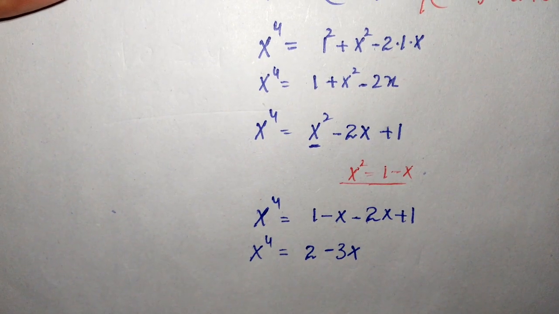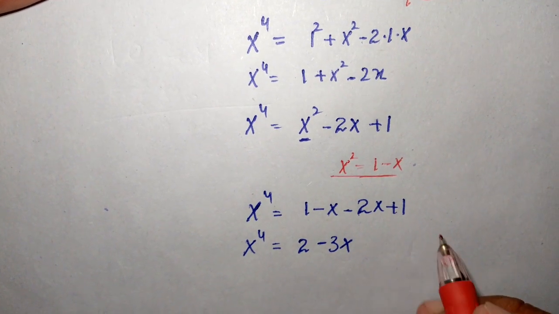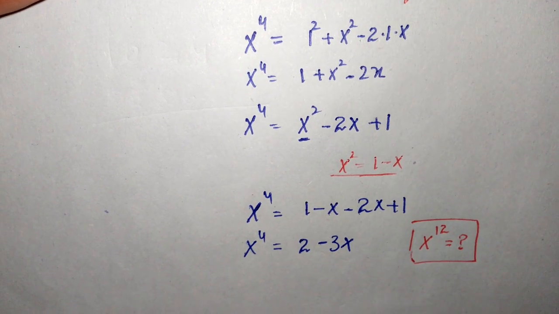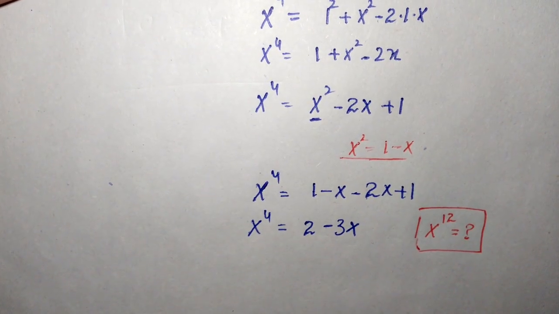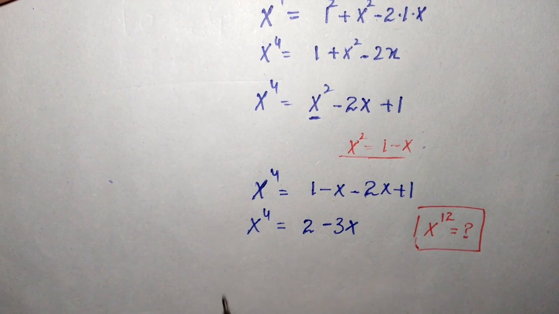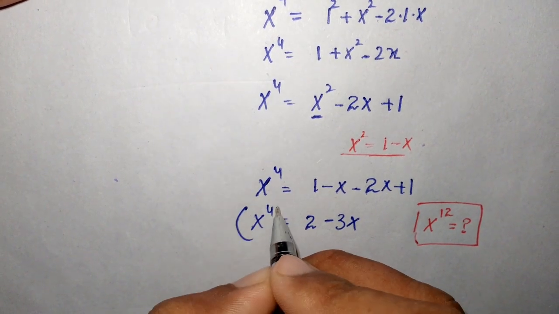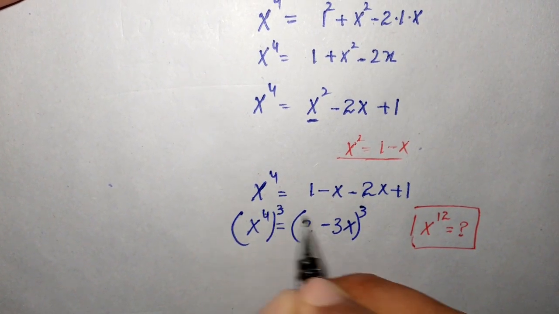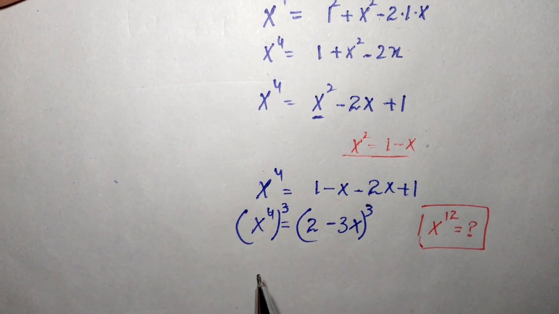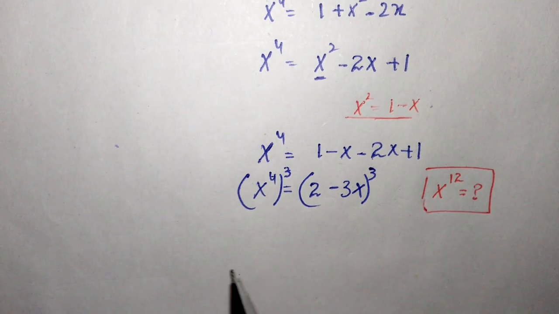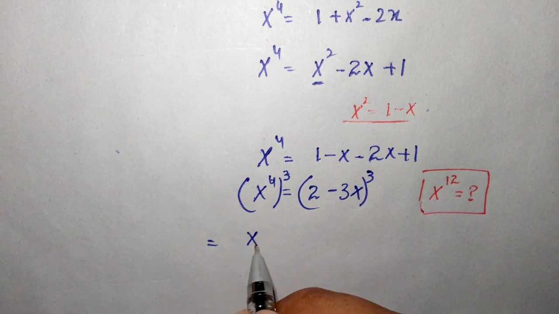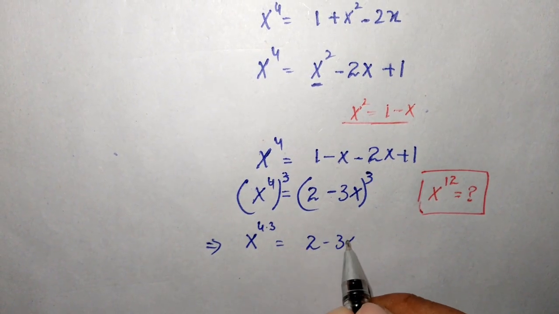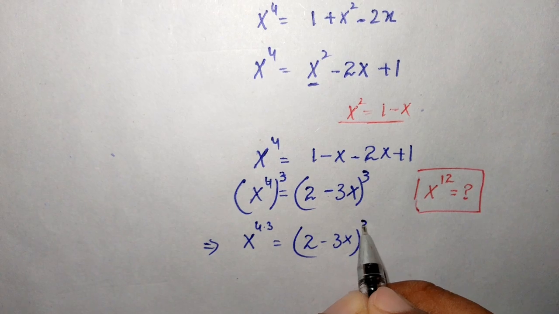Again in the next step, we know that we have to find x to the power of 12. This is our required answer. We have to find the value of this. For that purpose, to find the value of x to the power of 12, we have to take a cube at both sides. So this is to the whole power of 3 and this is also to the power of 3, because 3 times 4 is equal to 12. As a result, we will obtain our required value. So in the next step, x to the power of 4 times 3 is equal to 2 minus 3x to the whole power of 3.